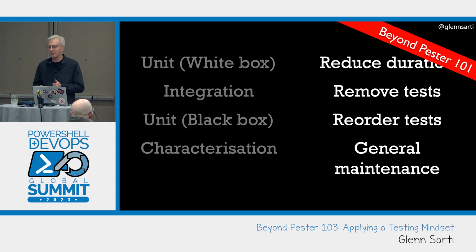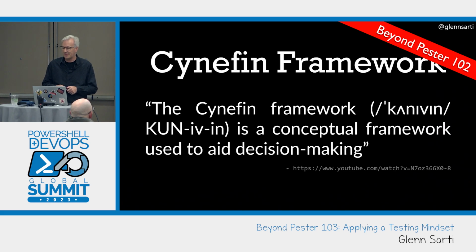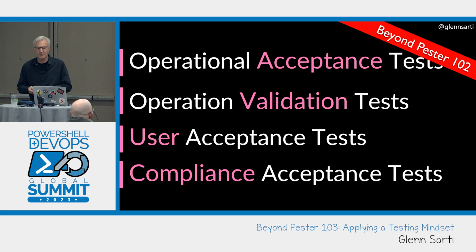That needed a new topic. So in 2019, I came back, and I gave the talk Beyond Pester 102, Acceptance Testing with PowerShell. I talked about the need to think differently with acceptance tests because they're very different to unit and integration tests. To help with this, I used the Cynefin framework, which was created back in 1999 by David Snowden. It's a sense-making device, as in how can we make sense of our own and other systems' behavior.